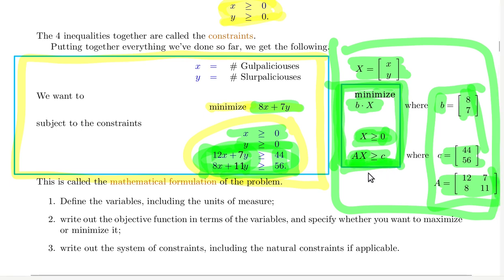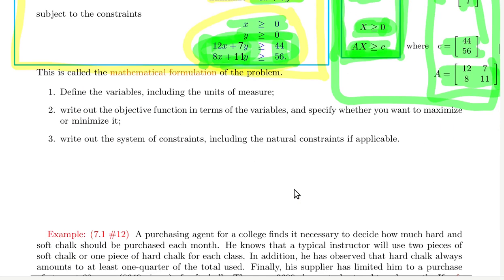And I'll show you how to actually solve these problems using a spreadsheet. So I'll get to that later. And a spreadsheet more or less uses the matrix formulation, right? So definitely become comfortable. Force yourself to become comfortable with this matrix language for describing these problems.